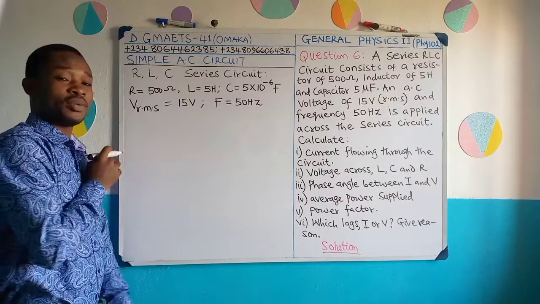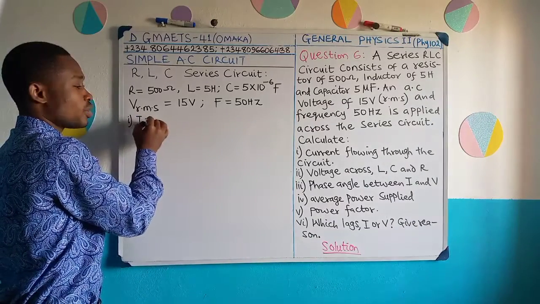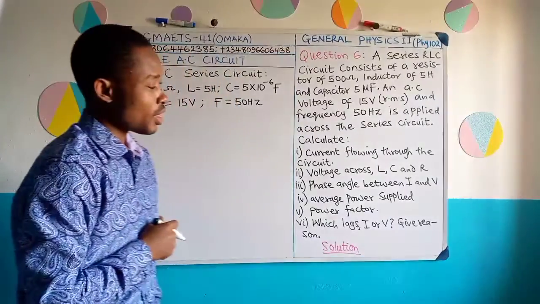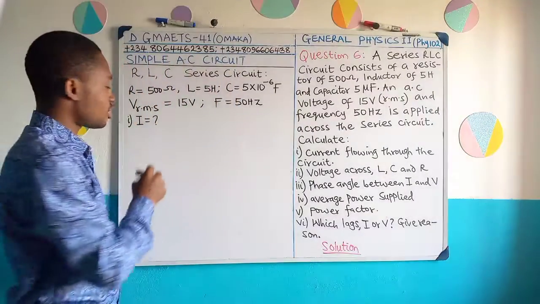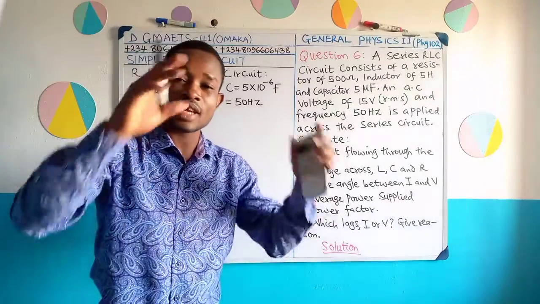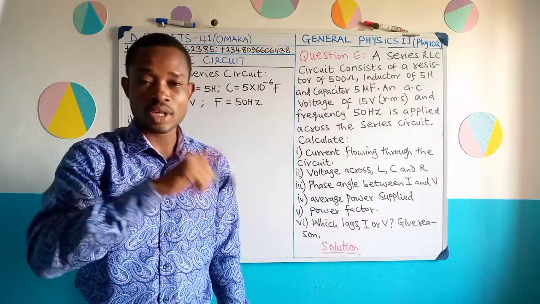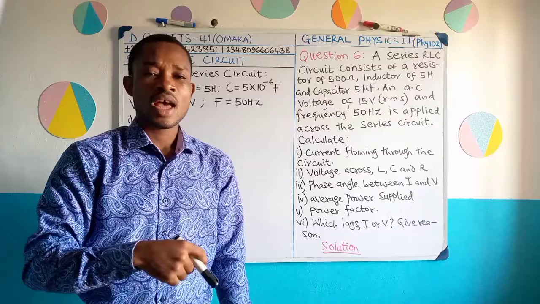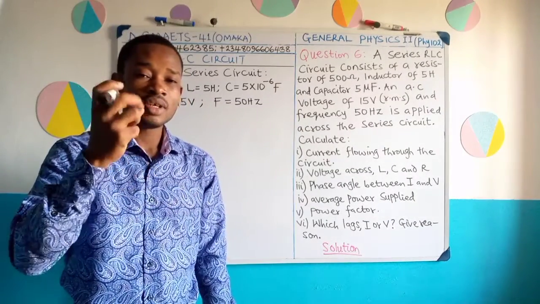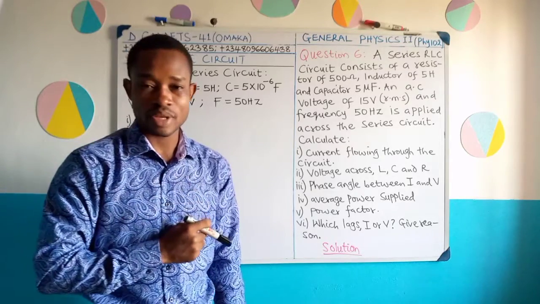Okay, now let us see what we can do. The first thing they ask is the current, which we don't know yet. The current that flows inside the circuit. So how will we get the current? If we want to get the current, the formula we will use is the voltage inside the circuit divided by the thing that opposes the current in that circuit. This circuit contains all three things, resistor, inductor, and capacitor. So what opposes the current there is what they call impedance.